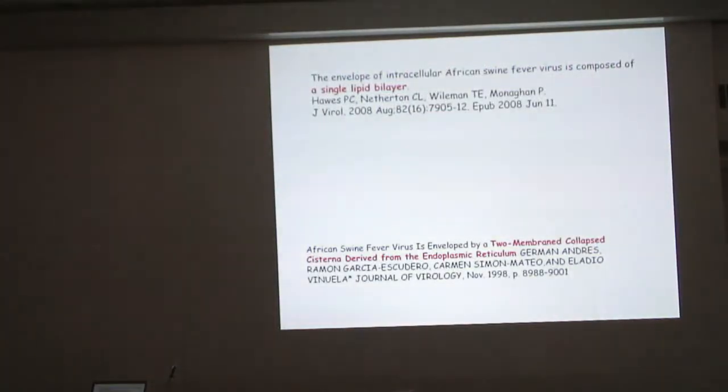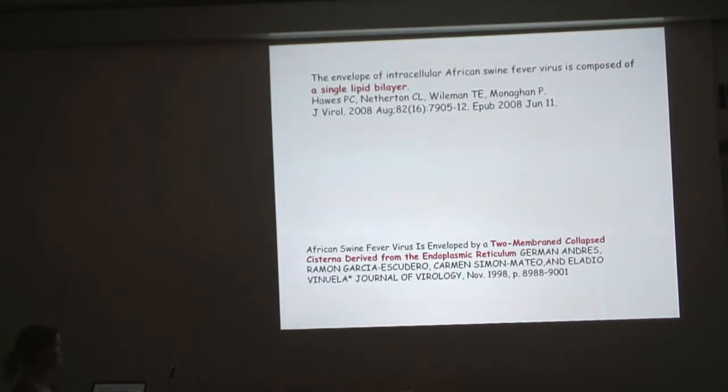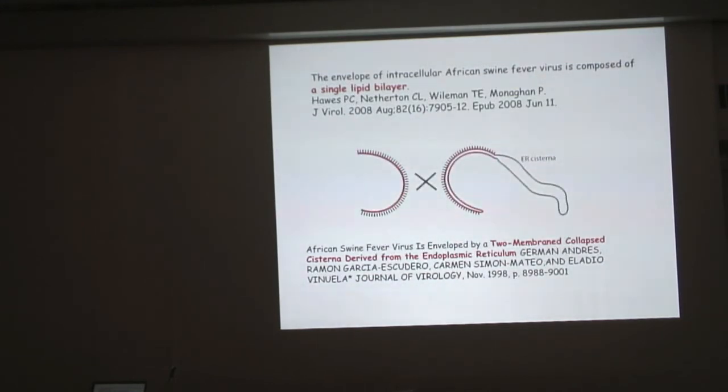But also, when you look at the literature, there are some interesting similarities here. Some groups claim that the virus has a single lipid bilayer, whereas other groups believe that the membrane of the virus is derived from a cisterna from the endoplasmic reticulum, which is collapsed. So, if you ask me, this sounds very much like Vaccinia virus, where one group suggests this model, whereas the other group suggests this model. It's just that we are dealing here with a different shape.